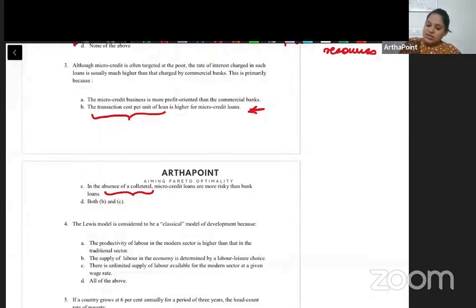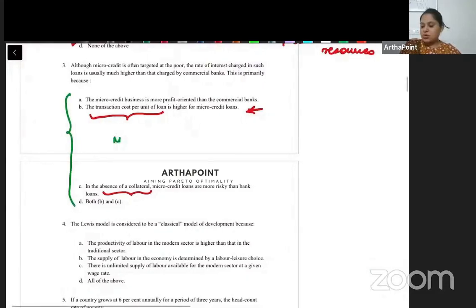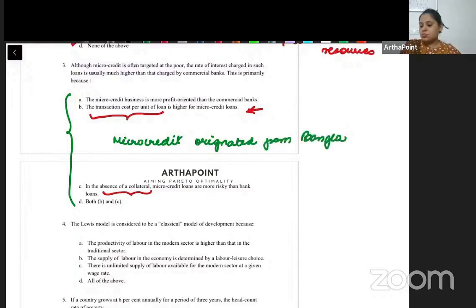Sometimes in the exam they ask, where did microcredit originate from? So you can write this down: microcredit originated from Bangladesh. Okay, it actually came from Bangladesh. That is where it came from.